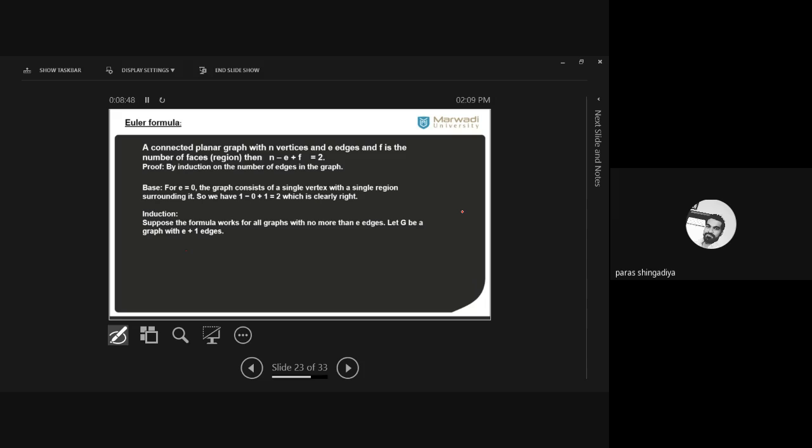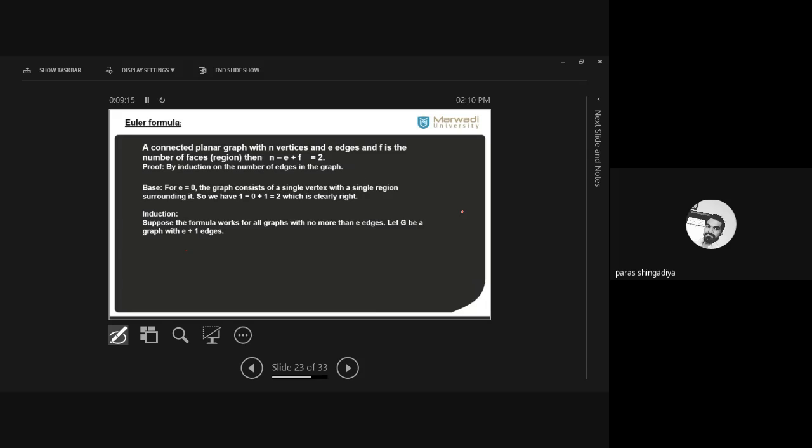This is our supposition, and by using this supposition we'll prove that this formula will work for all such graphs which involve E plus 1 edges. If you have proved that the formula is correct for graphs with E plus 1 edges, then we can easily say that this formula also works for E edges. So let's prove it for E plus 1 edges.